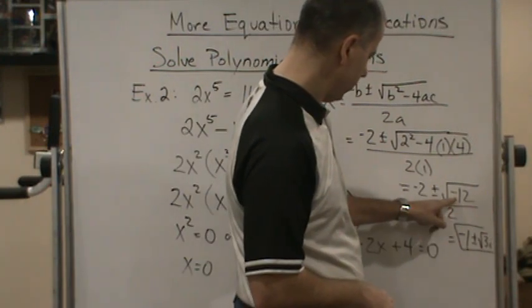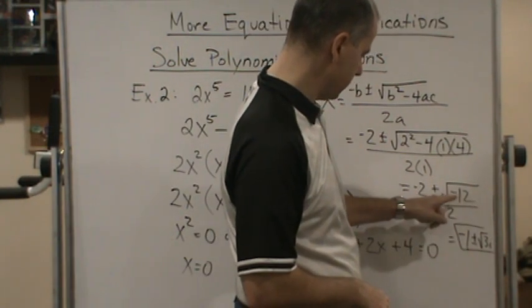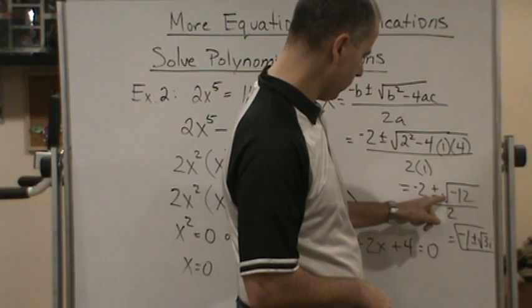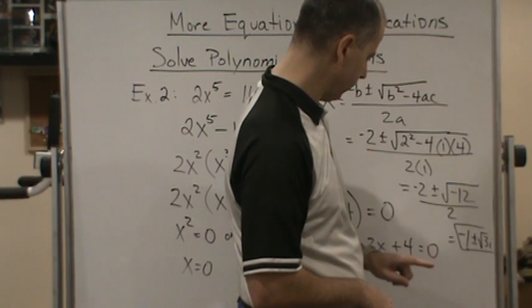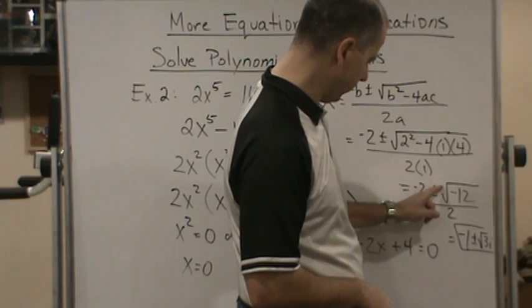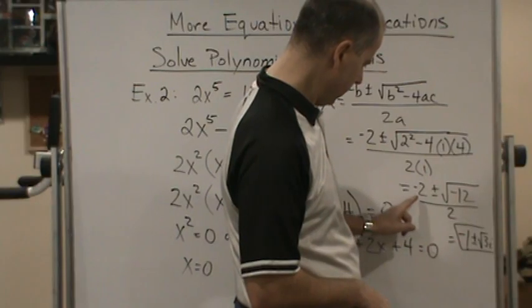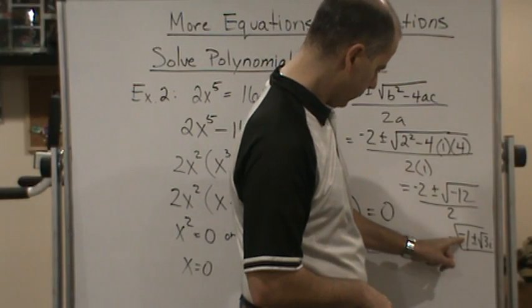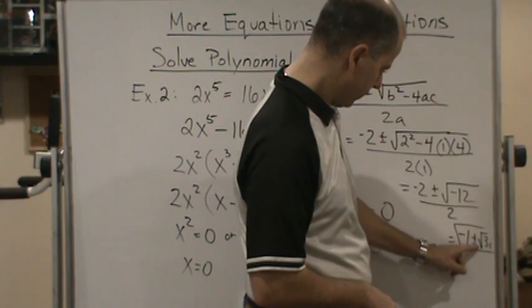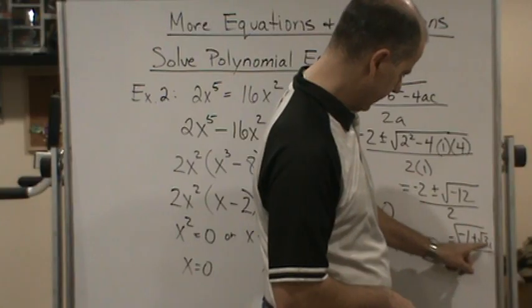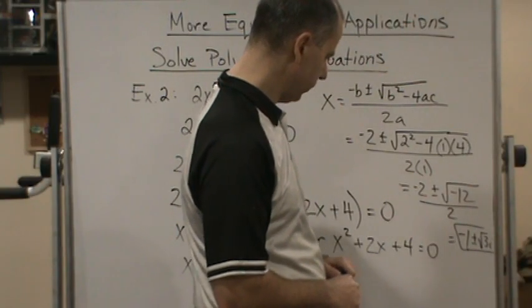So here, this negative 12, you could split into 4 times negative 3, and then split it into the square root of 4 times the square root of negative 3. And so the square root of 4 will become 2, which will cancel with this 2. So this negative 2 cancels with this 2 and becomes negative 1. So we get negative 1 plus or minus the square root of 3 times i. So just realize the i is outside the radical.